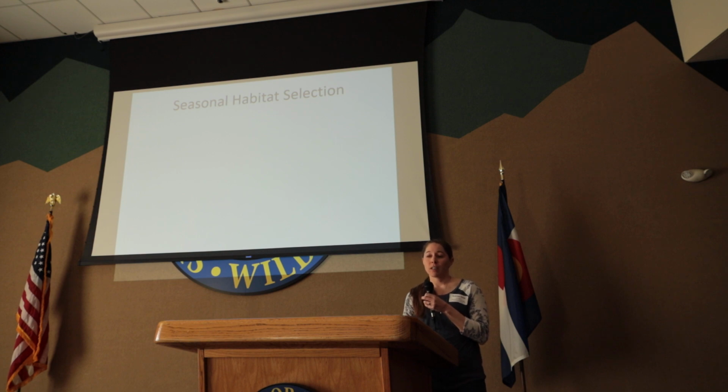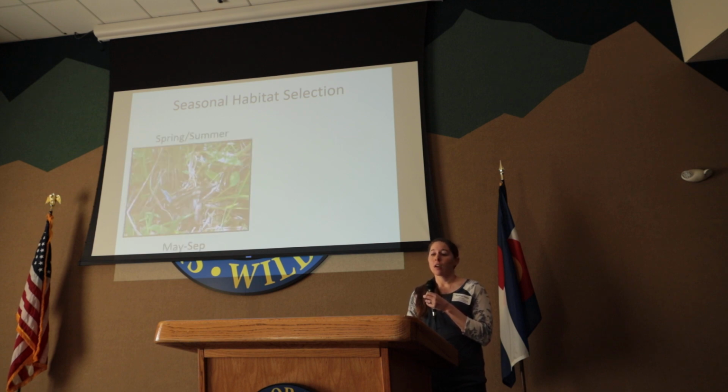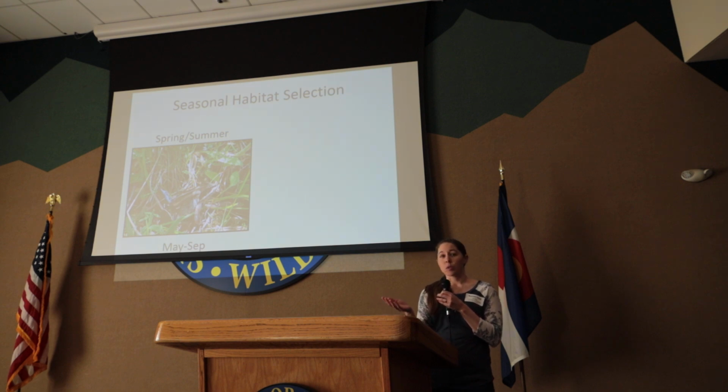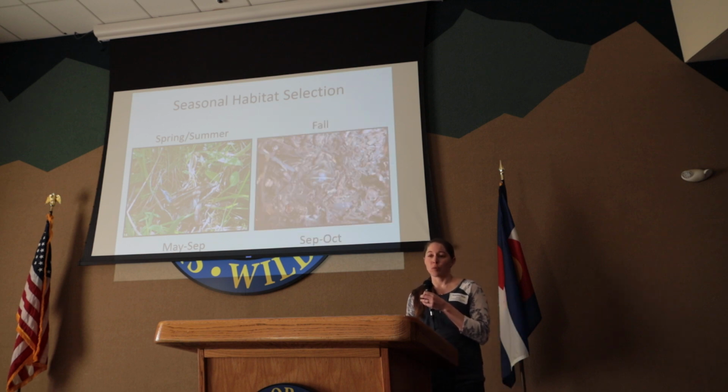We also looked at habitat selection across 2 different seasons. Our first one we're calling spring and summer, which is when breeding and summer foraging occurs. And this was mid-May to mid-September. And then our second season we're calling the fall, and this was mid-September to mid-October, when adults were looking for a hibernacula to brumate.